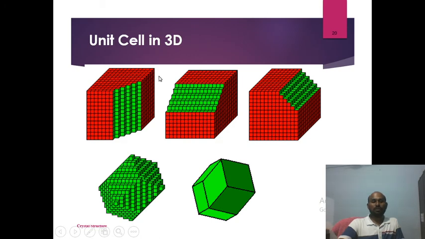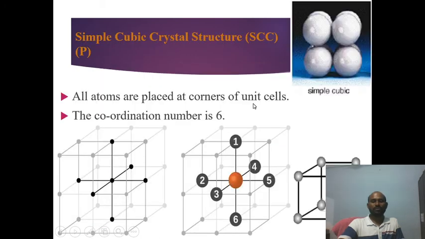Next we see the unit cell in 3 dimensions. Most important is this one. First, we know the simple cubic crystal structure, called SCC. Next, body centered cubic crystal is called BCC, and the third one is FCC, face centered cubic crystal structure. First we see what is simple cubic crystal structure. In simple cubic crystal structure, all atoms are placed on the corners of the unit cell. Look here, all the atoms are placed at the corners, not in the middle.